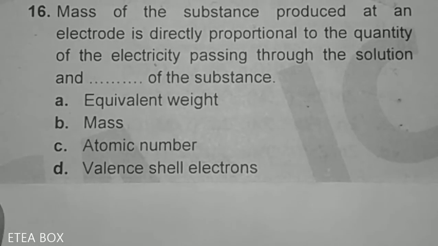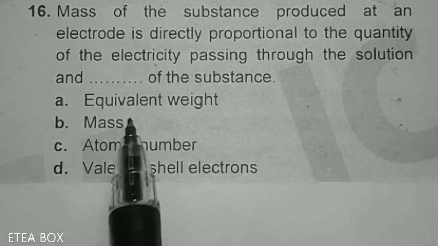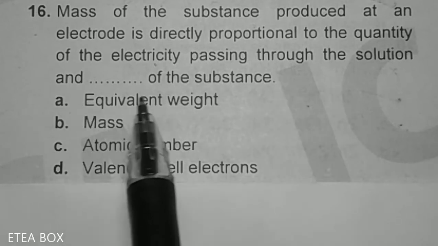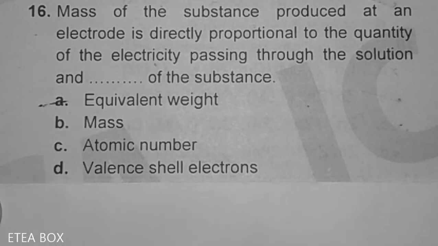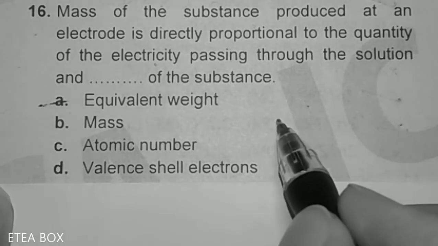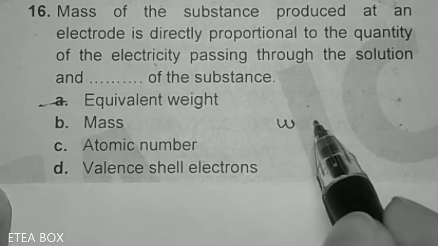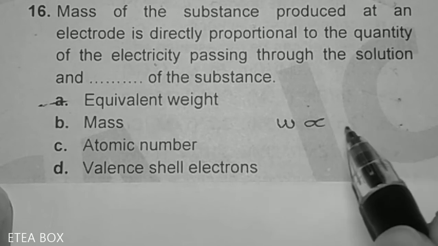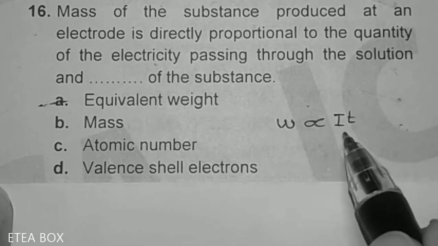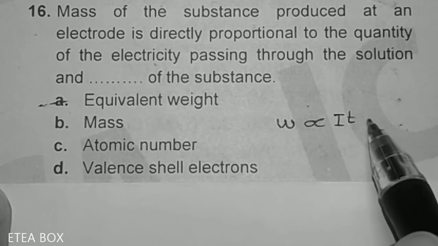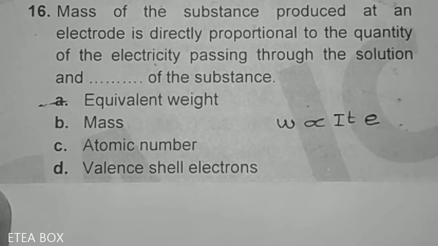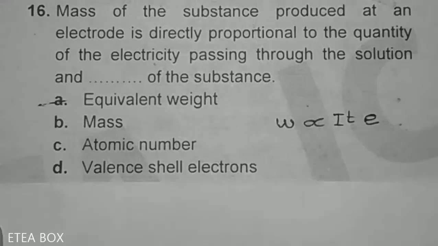Mass of the substance produced at any electrode is directly proportional to the quantity of electricity passing through the solution and the equivalent weight of the substance. This is the second law of Faraday. W, the mass, is directly proportional to I t, which is the quantity of electricity, and E is the equivalent weight. So here option A is correct.